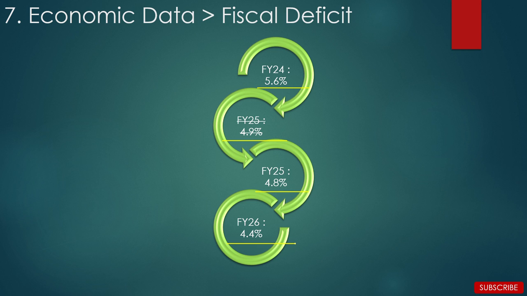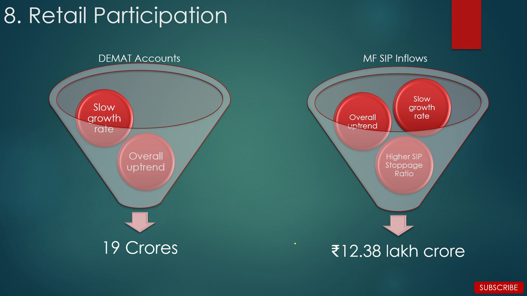In summary, India's fiscal deficit for financial year 25 has been managed within the government's targets, reflecting disciplined fiscal policies and effective revenue collection. Now let's move on to the retail participation. This is the eighth point that I wanted to cover.